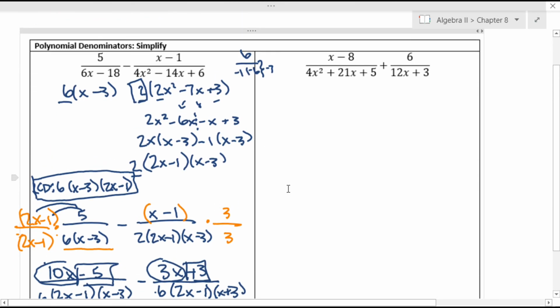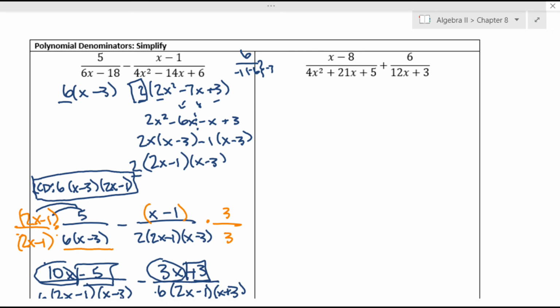All right, one more time, and then we're done. 12x plus 3. I can pull a 3 out of there, so this is going to be 3 times 4x plus 1. I have to factor this. I can't pull anything out of that, so I need to think of two numbers that multiply, 4 times 5 is 20, that multiply to 20 but add up to 21. That looks like it's going to be 20 and 1.